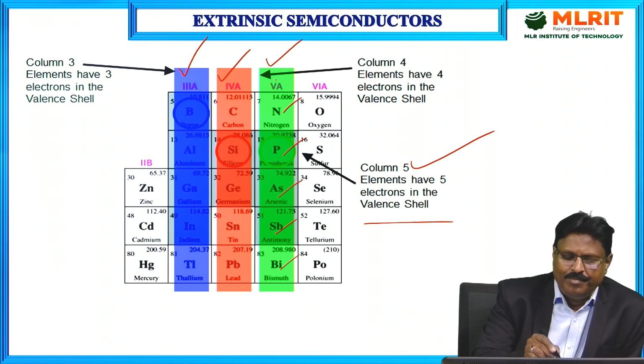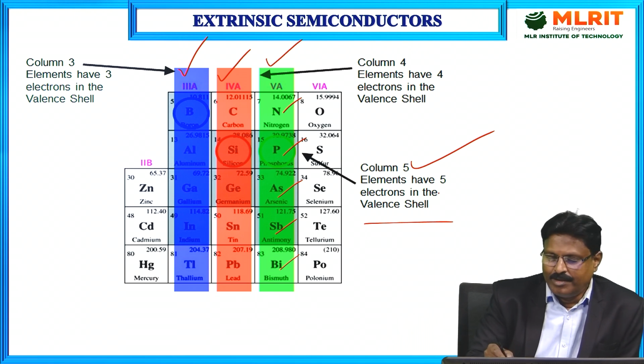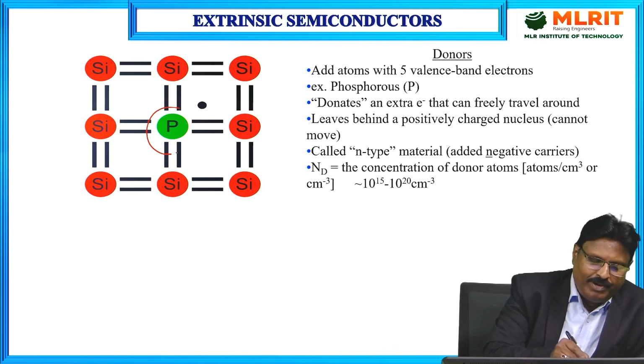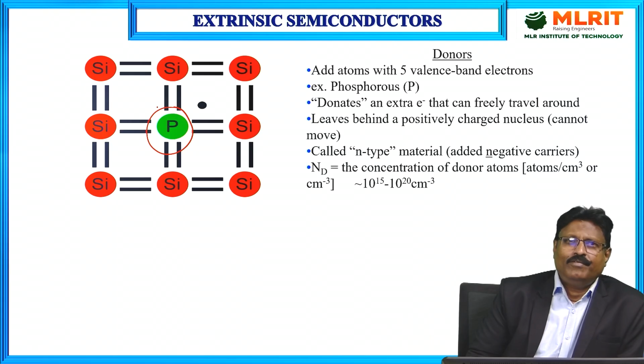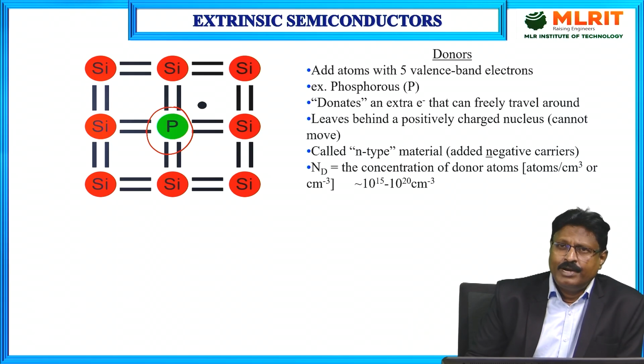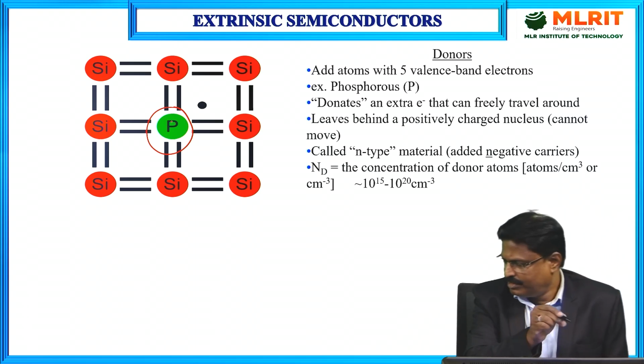I am taking an impurity atom from group 5A. I may take nitrogen, phosphorus, arsenic, antimony, or bismuth, anything, because the number of valence electrons in group 5A is 5, as I said. Here I have taken the phosphorus atom, which contains 5 valence electrons. As you can see, I am doping one phosphorus atom into the silicon crystal.